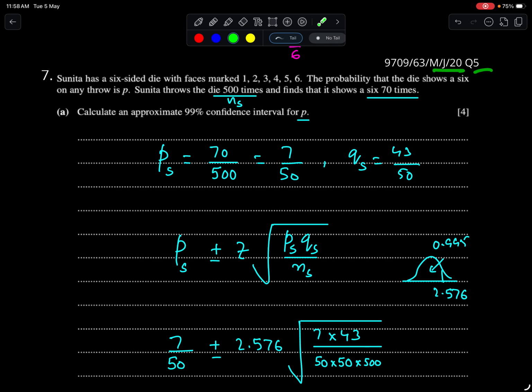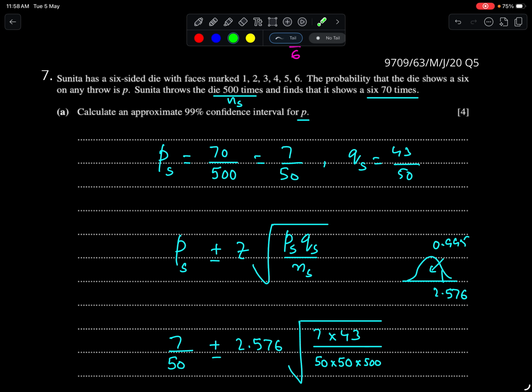June 20, question 5. Sunita has a six-sided die with these faces. The probability that the die shows a 6 on any throw is P. She throws the die 500 times and finds that it shows a 6 70 times. So PS is 70 upon 500. So this is PS, this is QS, 1 minus PS. Now we need a 99% CI for P.